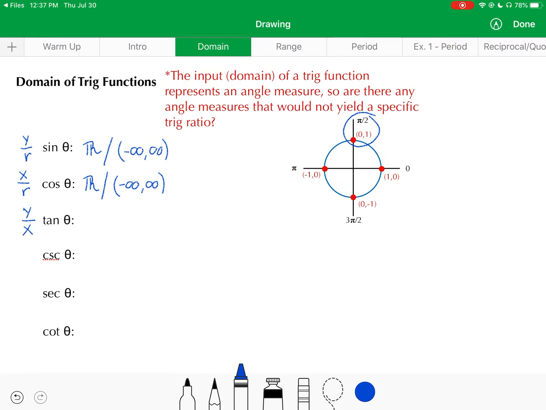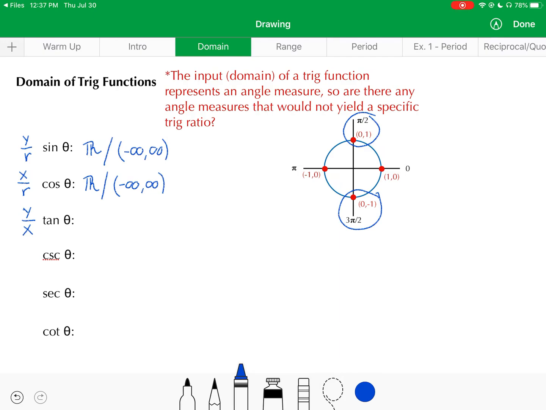But that's not the only place where that's going to happen. If you go down to 3 pi over 2, right here, you're going to end up with the same scenario. Y over x would be negative 1 over 0, which would be undefined. And that's going to keep happening as you continue to rotate every pi radians or 180 degrees. So that tells me there's an infinite amount of angles that have to be excluded from the domain of tangent, and they're all multiples of pi over 2 or 3 pi over 2.